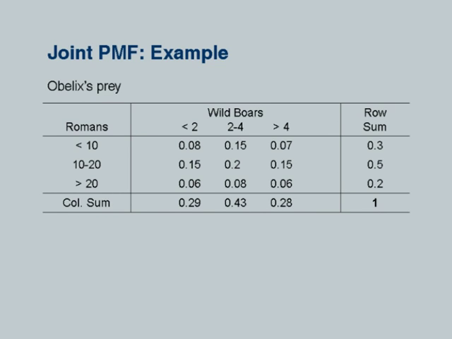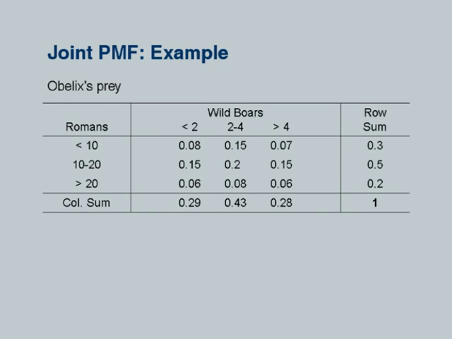Simple examples, I'll stop over here probably. Why sometimes you think that joint mass functions may be important? Not a very realistic one. So here we are looking at how many wild boars Obelix hunts a day, and similarly how many Romans he, let's say, hunts a day. We are looking at the joint probabilities of different things. So in terms of wild boars, we are looking at the whole sample set: less than 2, between 2 to 4 and greater than 4.